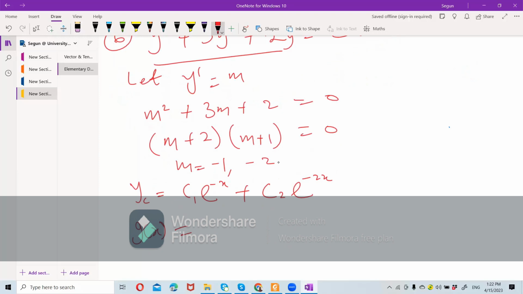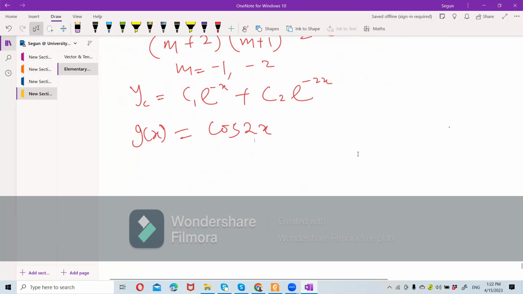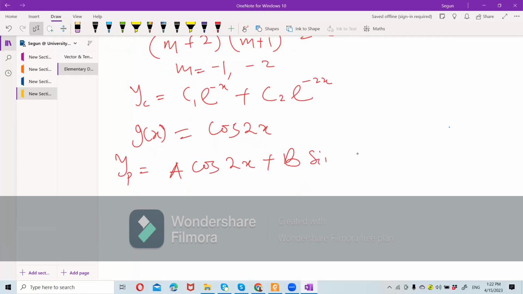Our g of x is equal to cos 2x. Good. But the y particular, that is yp, for this kind of g of x will be what? It is a cos 2x plus b sine 2x. Please take note of that when you are dealing with this.